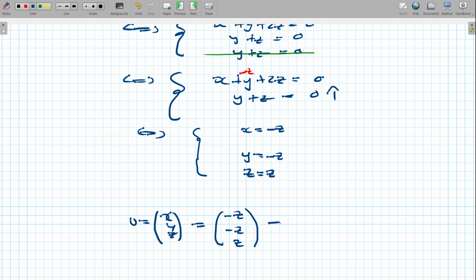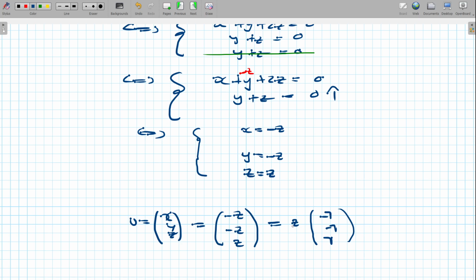So what we're going to do next is to factor out. So we have z, like so. Okay, so z is common here. So what we can do here is that we can factor out the z. If you factor out the z, you're going to have minus 1, minus 1, and then you're going to have 1, like so. If you want, you can factor out the minus z, such that you have 1, 1, minus 1.